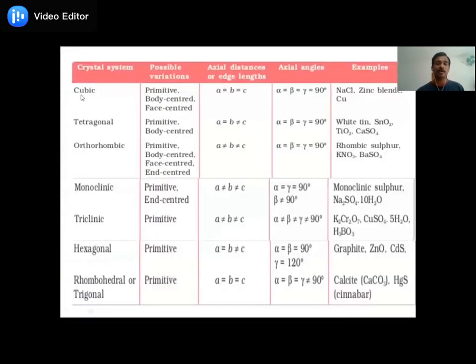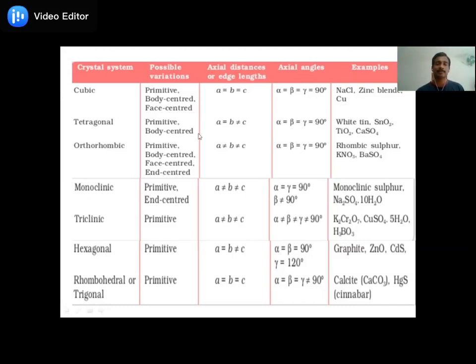Okay, you see cubic. In a cubic unit cell, the edges A, B, and C are equal. Angles alpha, beta, gamma are equal and equal to 90 degrees. Sodium chloride is a cubic crystal. Copper is a cubic crystal. Zinc sulfide, that is zinc blende, is a cubic crystal.